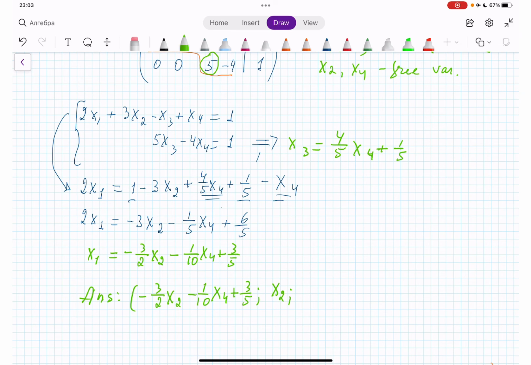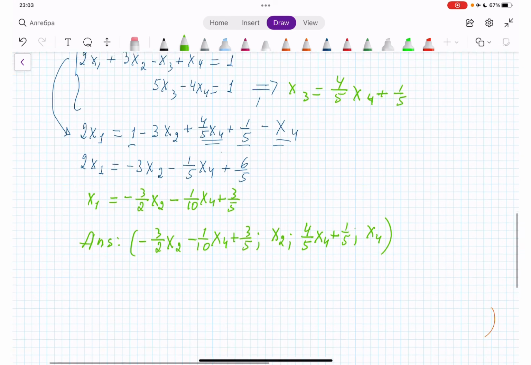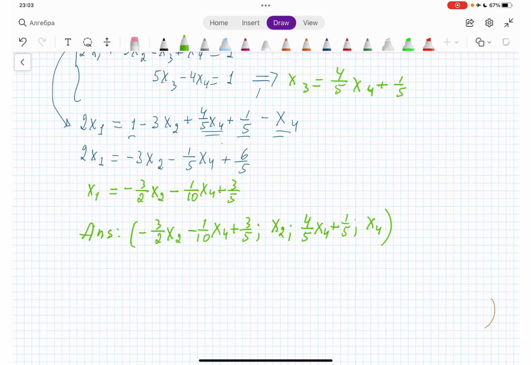x3, when I'm writing the expression for x3, 4/5 of x4 plus 1/5. And x4 is also a free variable. We just write it down as x4. Okay, so this is our solution.